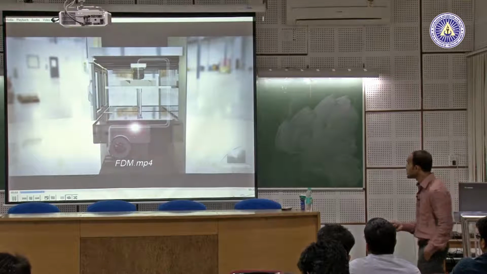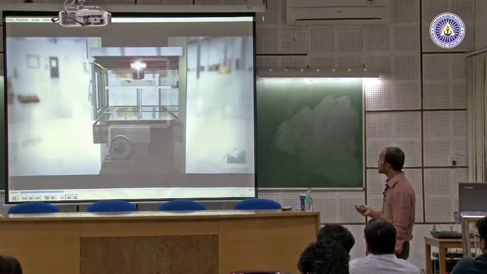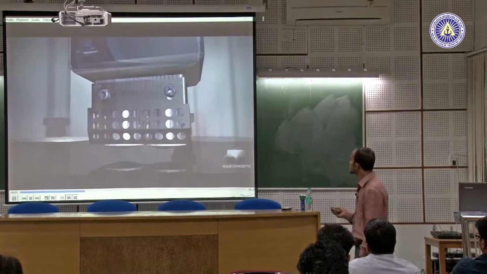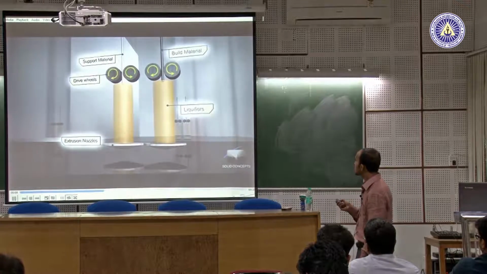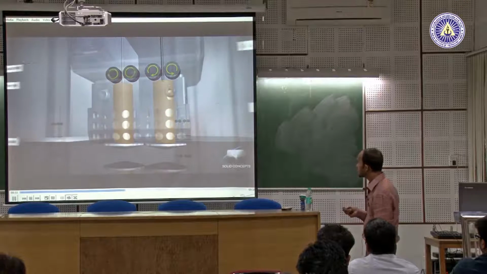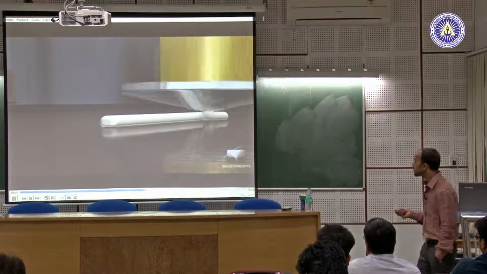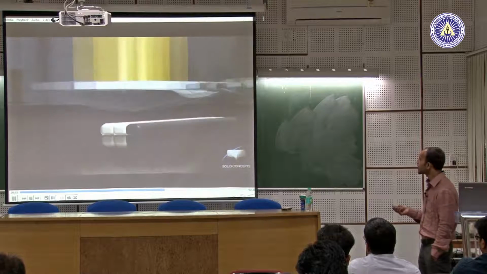We can see here the wires which are provided by these rollers, and the heating arrangement melts those wires and creates a build.